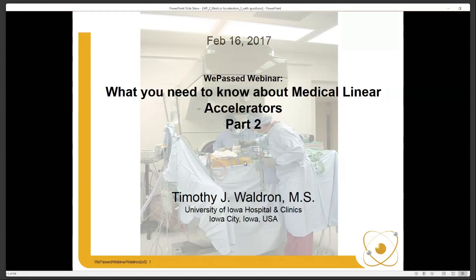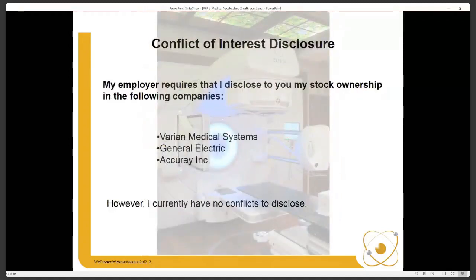So tonight we're going to be talking about medical LINACS. This is part 2 in a series of 2. It's the second hour. My employer likes me to disclose potential conflicts of interest, so I own stock in the companies shown on this slide. However, I'm not getting any funding from any of these companies right now other than that stock ownership.